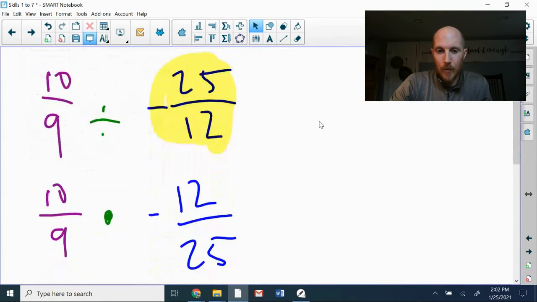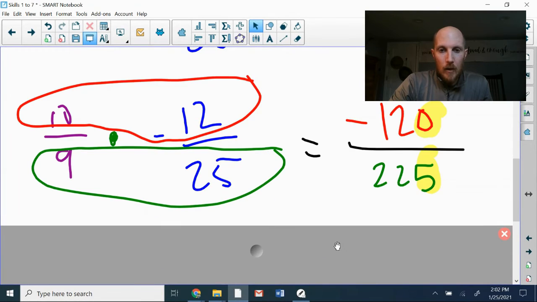Top times top, bottom times bottom. So straight across the top, 10 times negative 12 is negative 120. And on the bottom, 9 times 25 gives me 225. The directions asked me to give my answer in simplest form, so I will need to reduce.